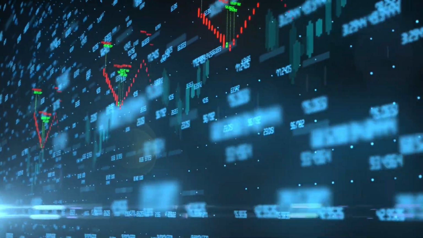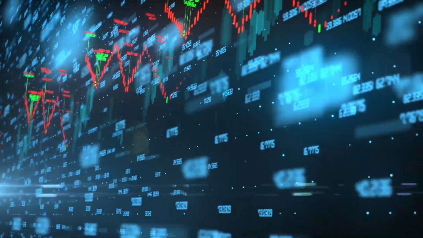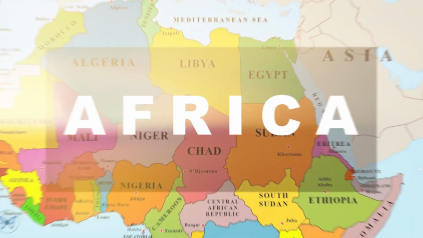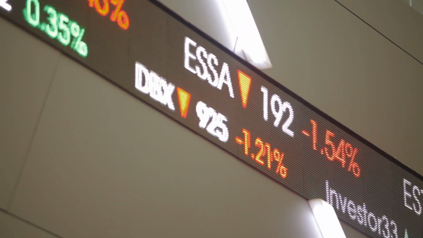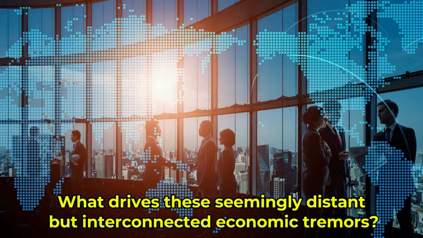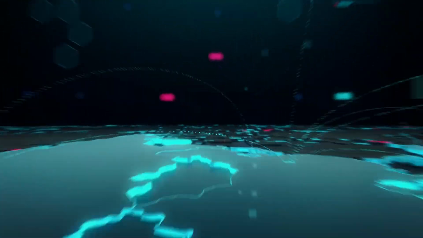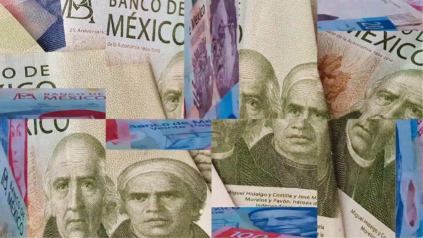In the blink of an eye, a stock market crash in Asia can send shockwaves through Europe, while a policy change in Washington can ripple across Africa. These are not random events, but pieces of a larger, intricate puzzle. What drives these seemingly distant but interconnected economic tremors? Let's talk about the global economy, where every decision, every transaction, and every policy has far-reaching consequences.